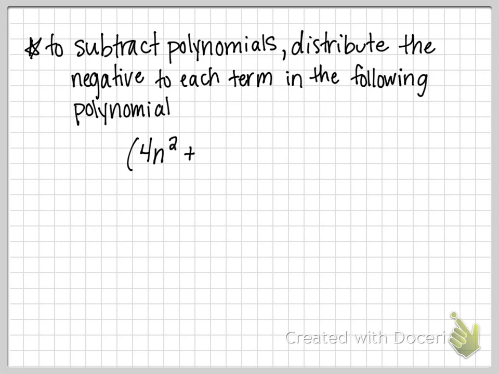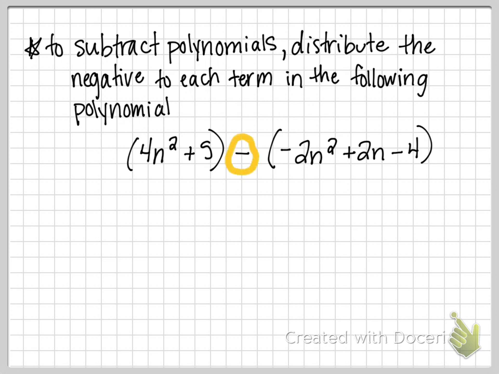4n squared plus 5 minus negative 2n squared plus 2n minus 4. First thing we notice is that this is subtraction, right? We are taking one polynomial and subtracting another. So what we're going to do is distribute in, basically multiply each of these terms by a negative 1, which all it does is flips the sign of each term. We change this to a positive, we change this to a plus after we distribute, okay?